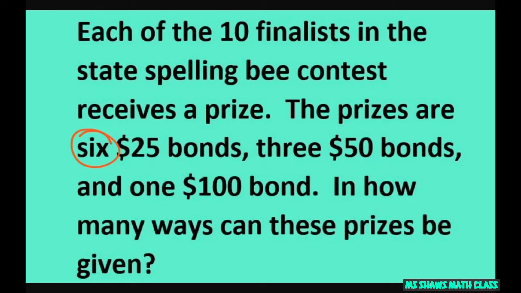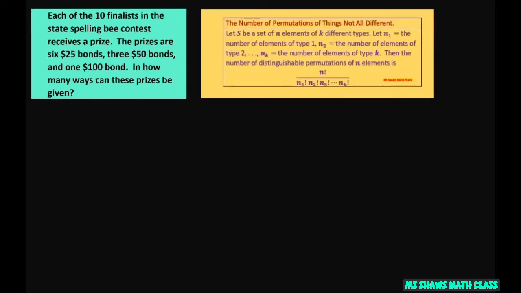So it's 6 plus 3 plus 1, that all equals 10. So we're going to use our permutation formula for things that are not all different. The way you do that is you take your 10 factorial, and then for the ones that are the same, you divide them out.